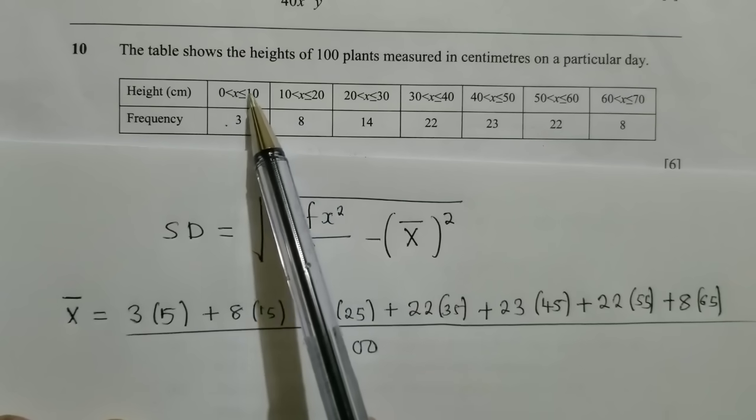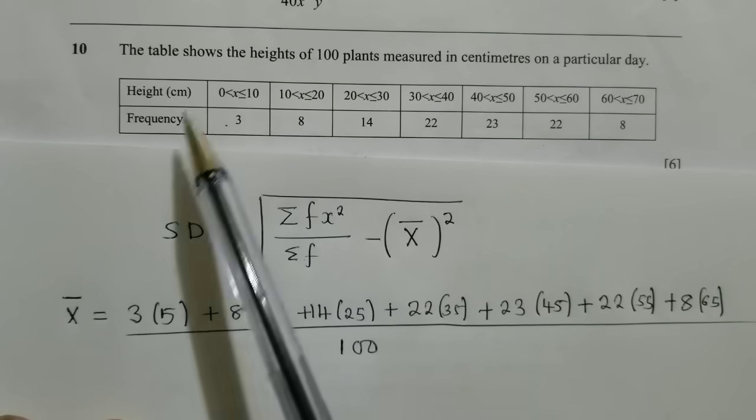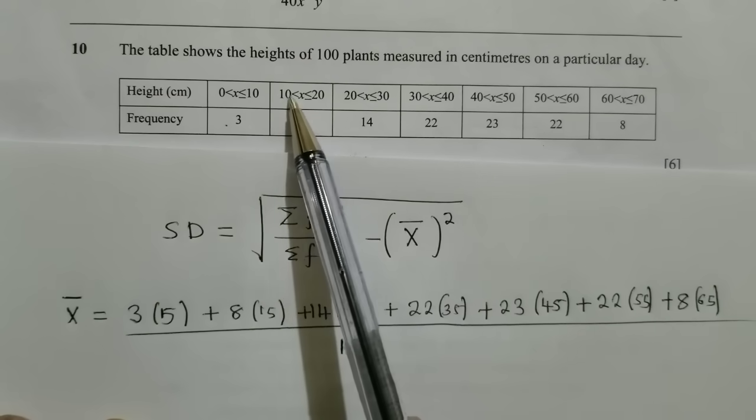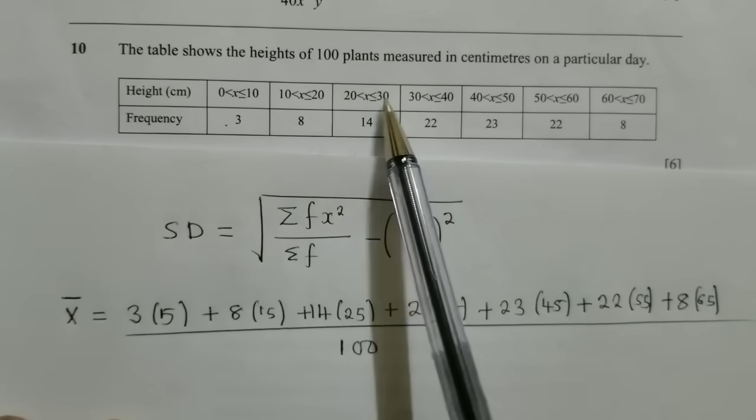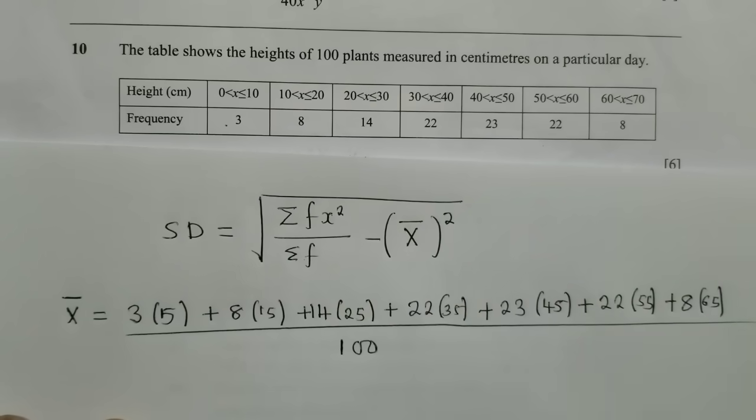So you just say, what is the number that is in between 0 and 10? It's a 5. What about here, between 10 and 20? It's a 15. Here, between 20 and 30, it's a 25, and so on and so forth.